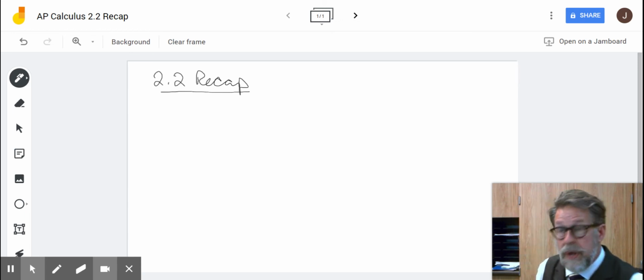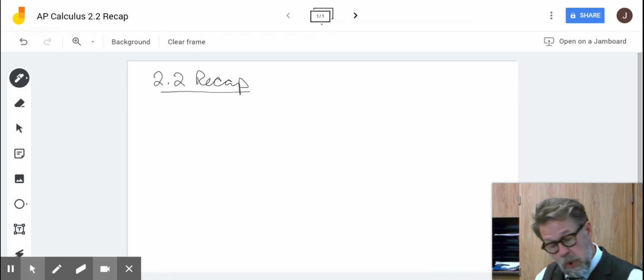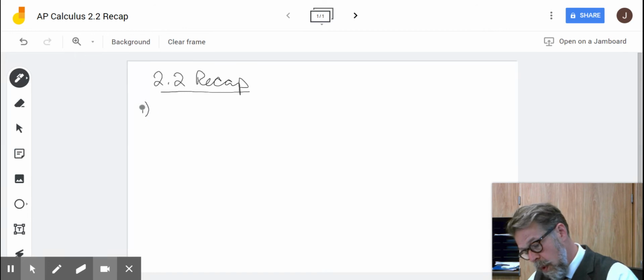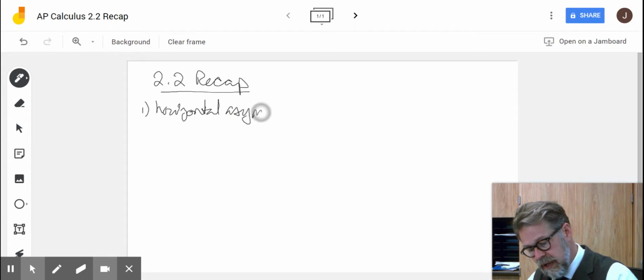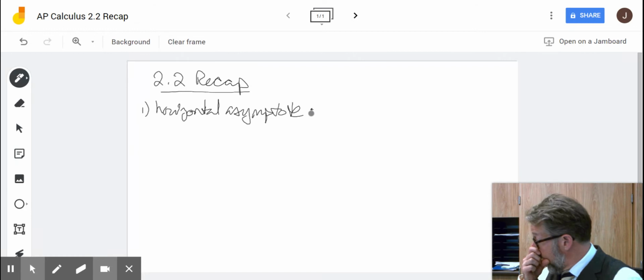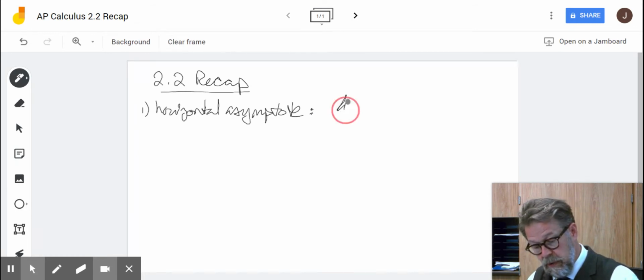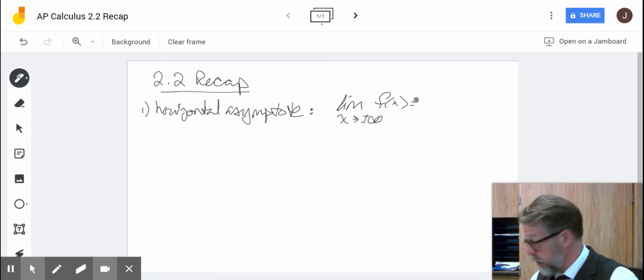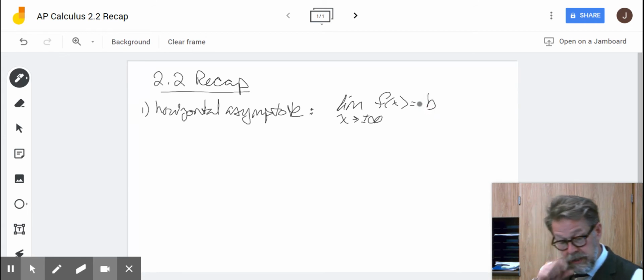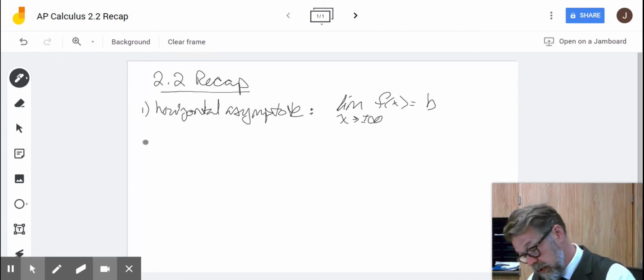All right, quick recap of section 2.2. What do you need to know? Thing one, you need to know the definition of a horizontal asymptote and how to tell if something is a horizontal asymptote. Remember, we're just dealing here with the limit as x goes to plus or minus infinity of some function is a constant. If it is a constant, then that is a horizontal asymptote.